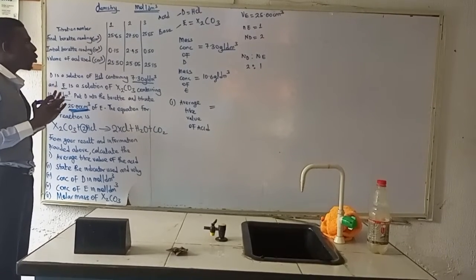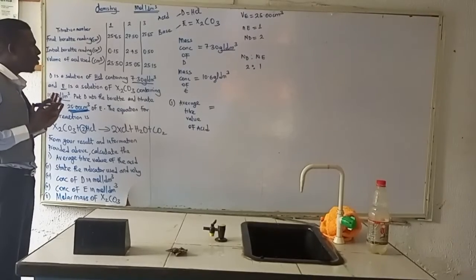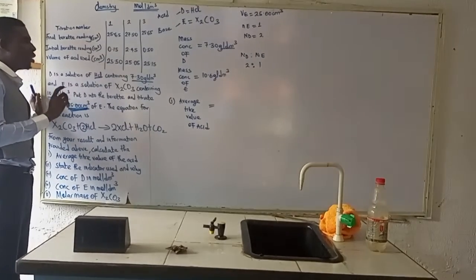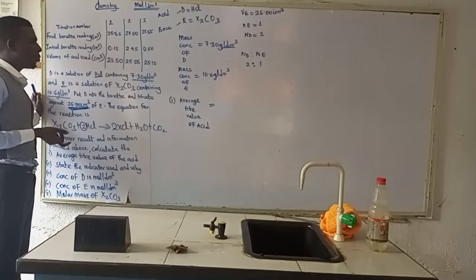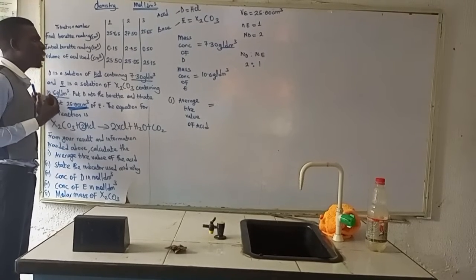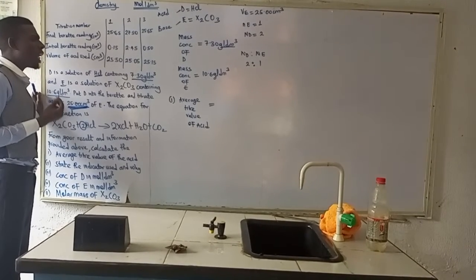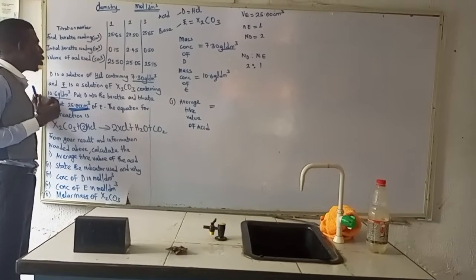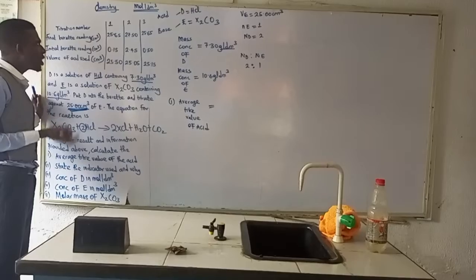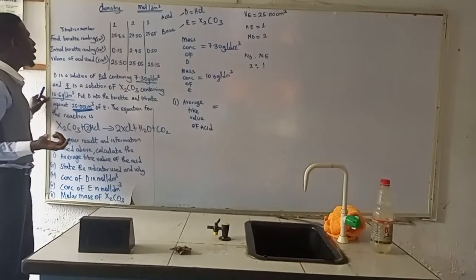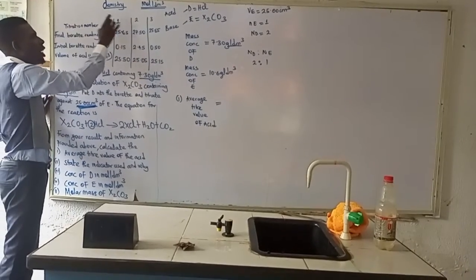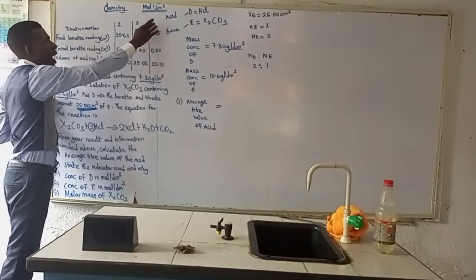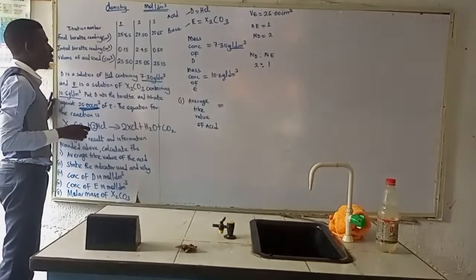In this particular question, the table has been provided. From the table provided, they ask you to calculate the average titre value. For you to calculate your average titre value, you look at the readings that are consistent. In this experiment, they gave us the titration number: this is the first titre value, this is the second titre value, and this is the third titre value.